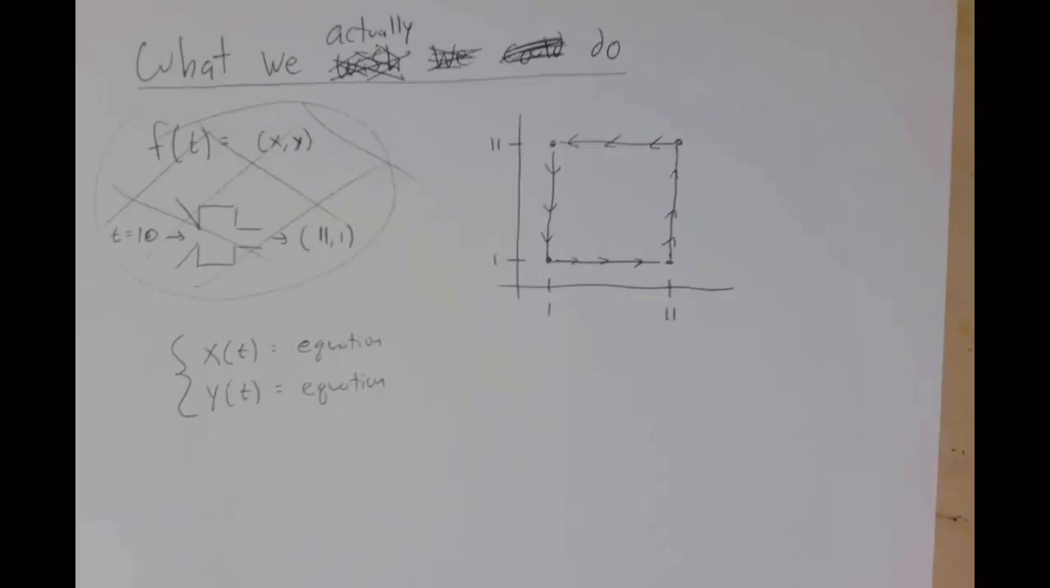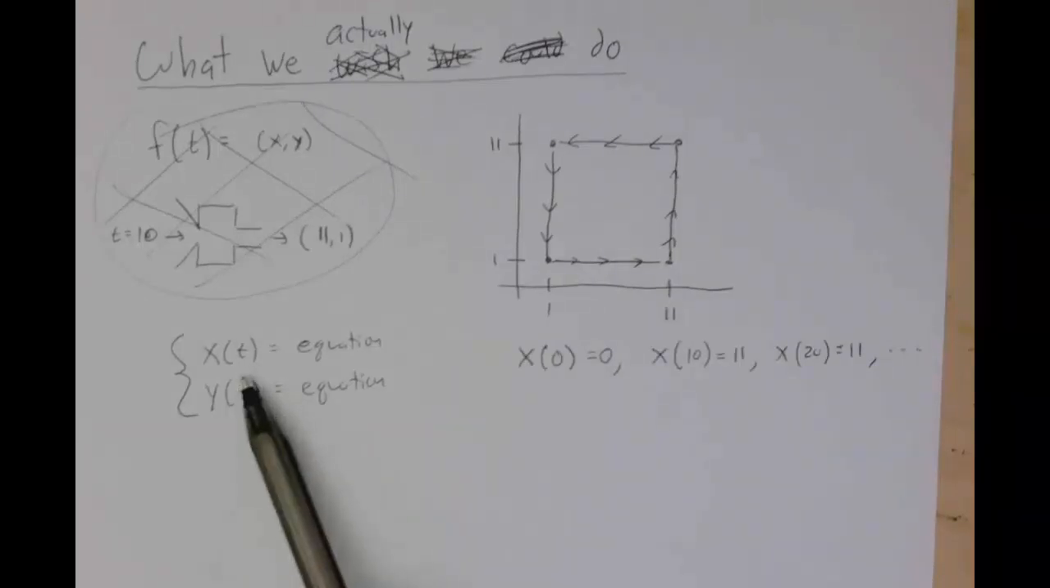So what we actually do is we split a function into two separate functions. We'll have one function that describes just the x position as a function of time, and then another equation that describes the y position as a function of time, and each of those gets its own equation. So in this example, we'd have something like this.